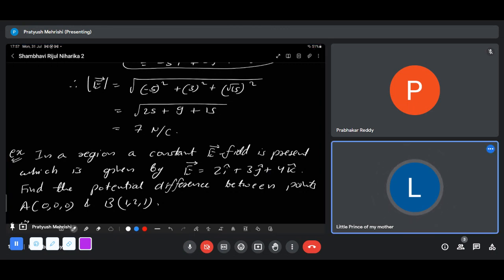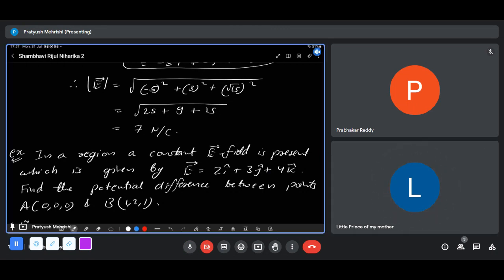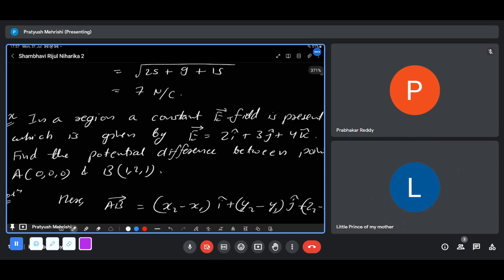Minus 12, we can, yeah, a little bit more. Minus 12 cents, minus 12.